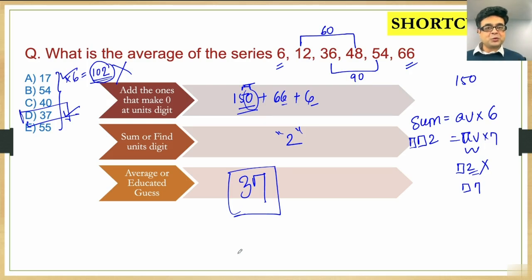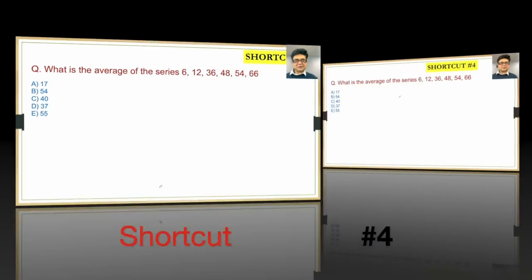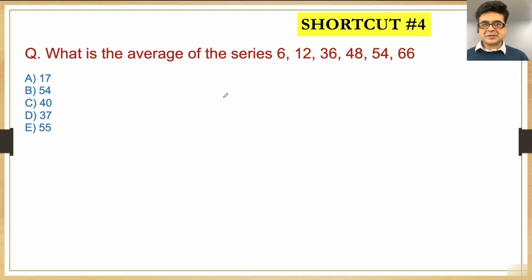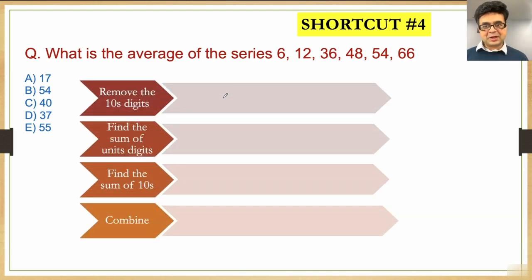However, you might want to pause, go back in time a little bit and look at this method to get more out of it. The 4th shortcut is one of my favorite shortcuts. This is about how to find a sum very, very quickly. So practicing this particular method is extremely important for any standardized test. And let me explain how. Right? The first thing is to remove the tens digit from the units digits. So I'm going to just do it over here.